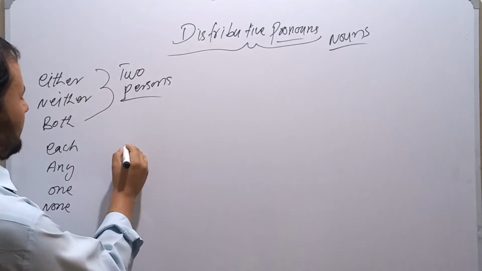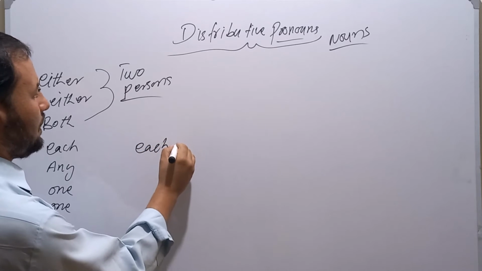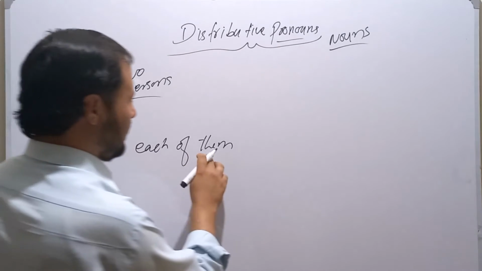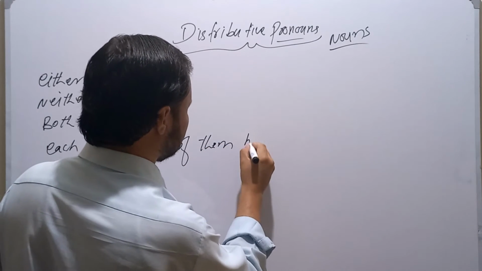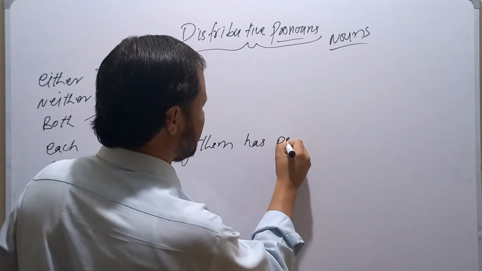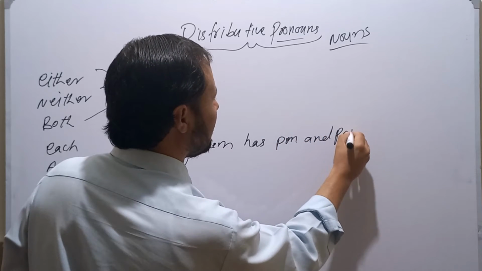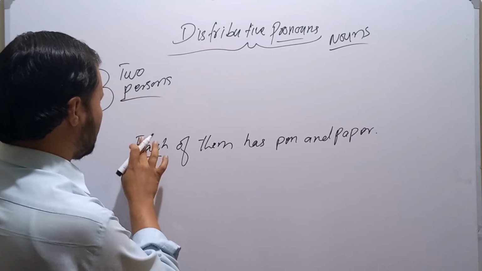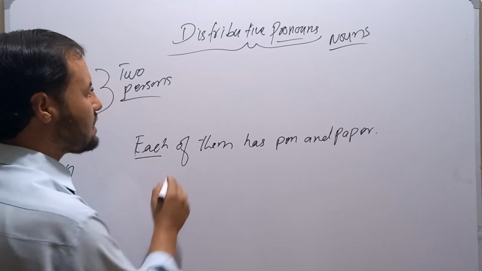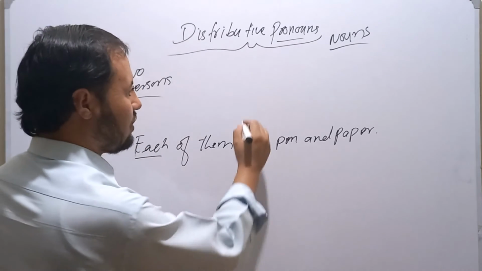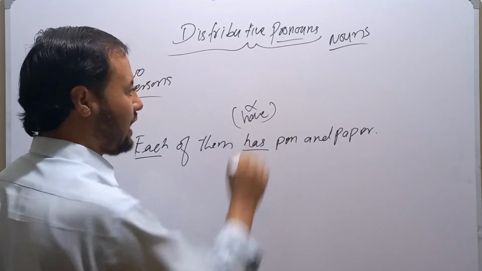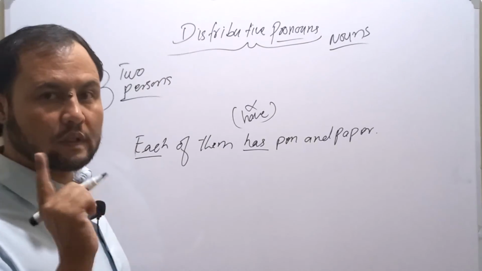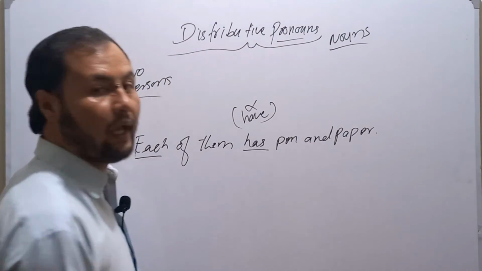For example, each of them has pen and paper. Now see, each. Sorry, it should be capital. Each of them has. Here I cannot use have. If I use have, then it will be wrong. Each is a singular pronoun, so we have to use singular words. Each of them has pen and paper.